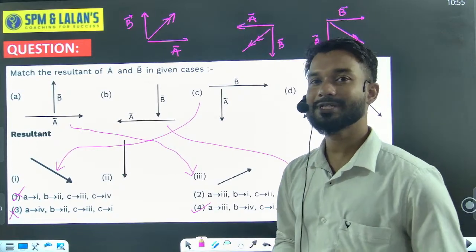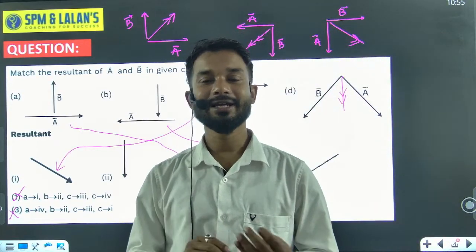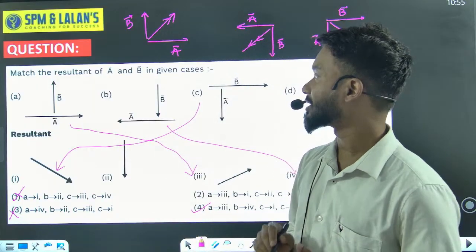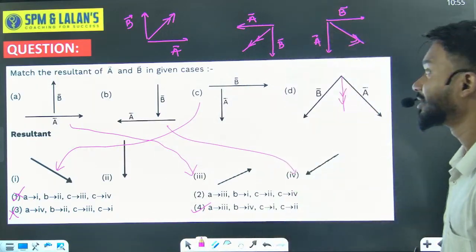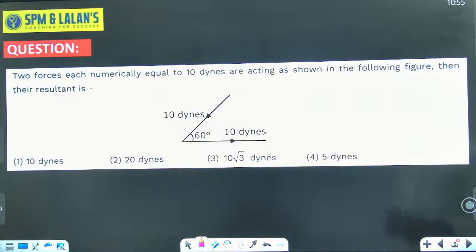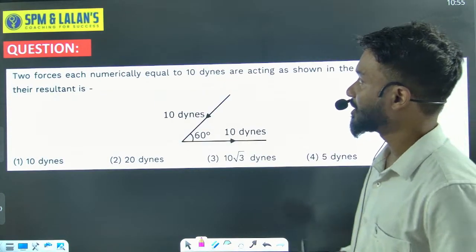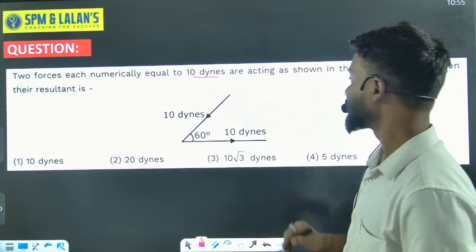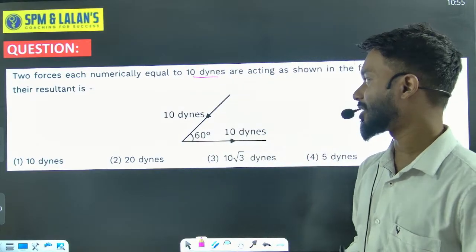So what is the concept here? The concept is that the angle between two vectors is the smaller angle when they are joined tail to tail or head to head. Okay. Next question. Two forces, each numerically equal to 10 dyne, acting as shown in the figure. Then the resultant is equal to how much?